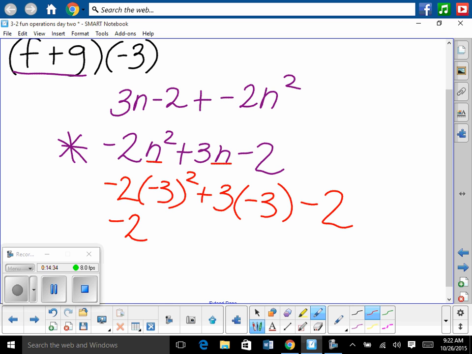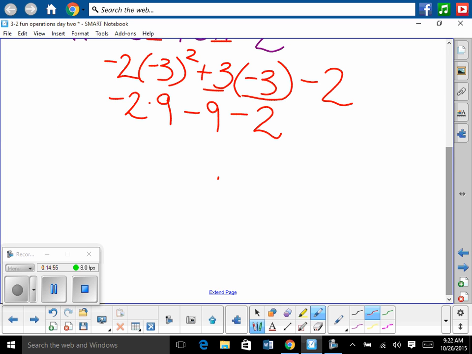So negative 2 times, you have to put this in parentheses if you're going to use your calculator. Negative 3 squared is positive 9. So we have negative 2 times positive 9. And then right here, positive 3 times negative 3 is negative 9. And then we have our minus 2. So then combining my terms here, I have negative 18 minus 9 minus 2. You'll just do it in your calculator. Negative 18 minus 9 minus 2, and you get negative 29. So in this one, our answer is negative 29.